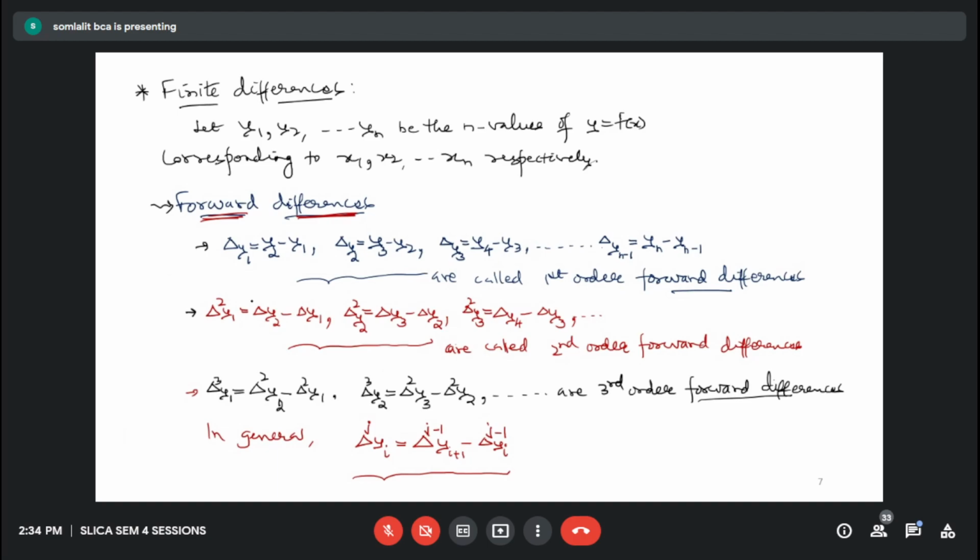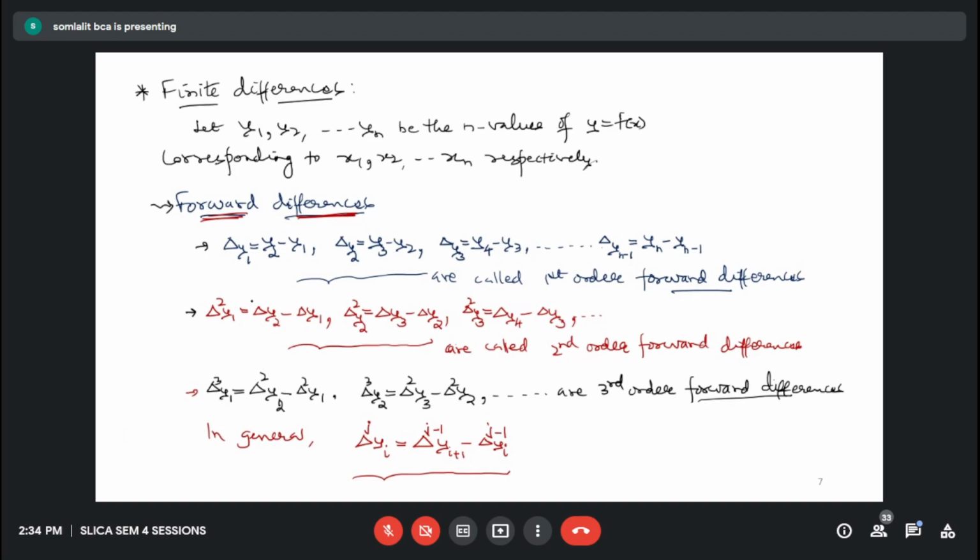How do we read this? Yes, the next one, that is nabla y3. First one is not there, you see. Then nabla y4, and so on. Finally, you have nabla yn.